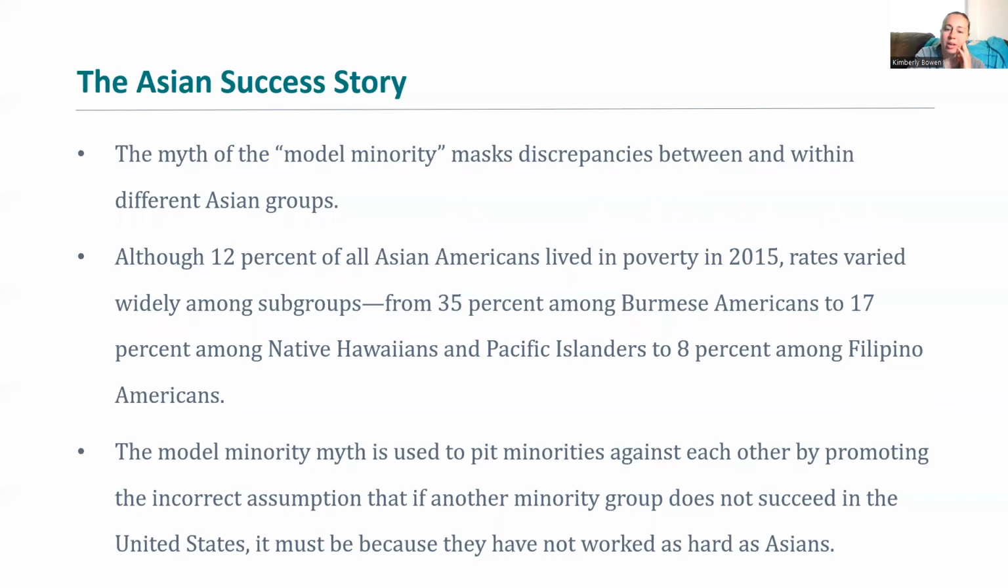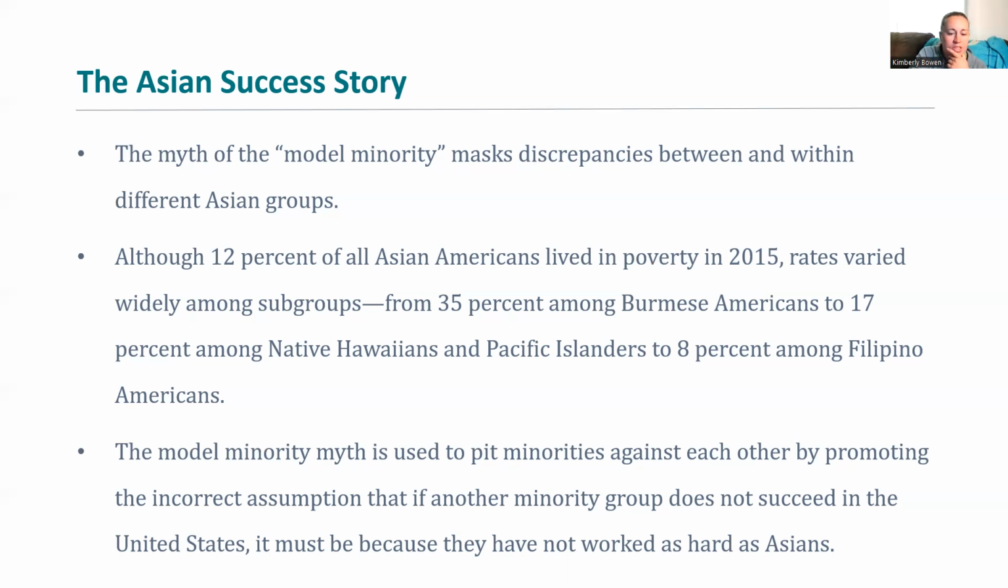The myth of the model minority masks discrepancies between and within Asian groups. Again, this is where we start to kind of filter out those ideas. Although 12% of Asian Americans lived in poverty in 2015, rates varied widely among some groups. So 35% of Burmese Americans and 17% of Native Hawaiians or Pacific Islanders, versus 8% among Filipino Americans. So that's a very different 8% versus 35% living in poverty. It is a pretty statistically sound difference.